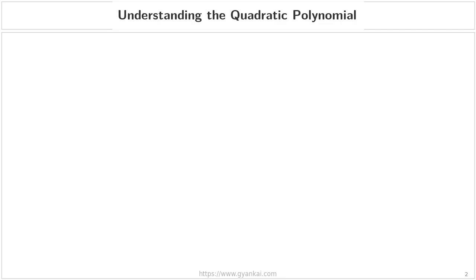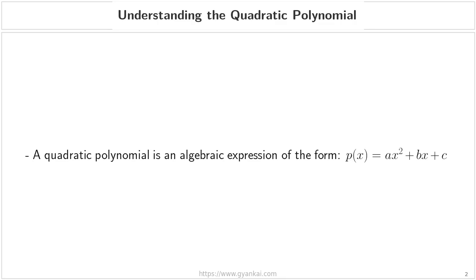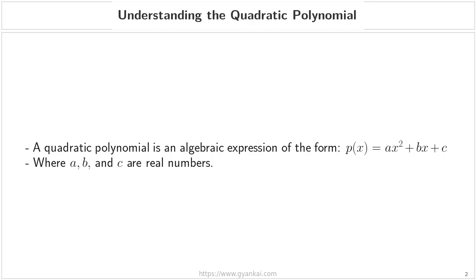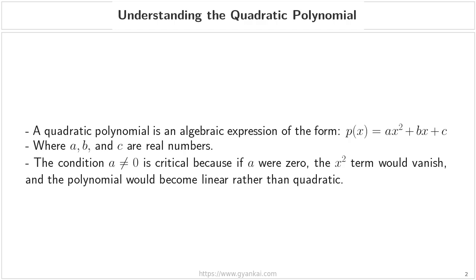Understanding the quadratic polynomial. Now that we've transitioned from linear polynomials to the world of degree 2, let's take a closer look at what actually defines a quadratic polynomial. Algebraically, we represent a quadratic polynomial as p of x, which equals ax squared plus bx plus c. In this expression, the letters a, b, and c represent real numbers. However, there is one very important rule you must remember. The coefficient a cannot be 0. This condition is absolutely critical.